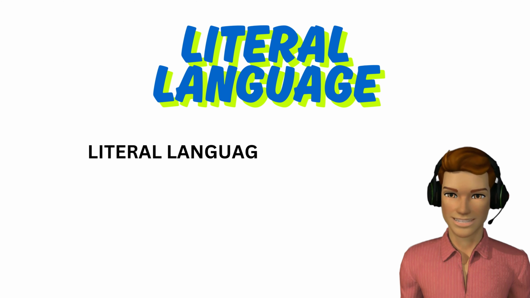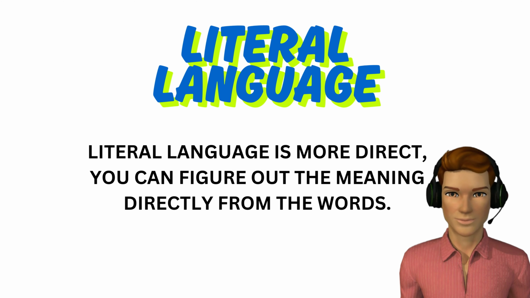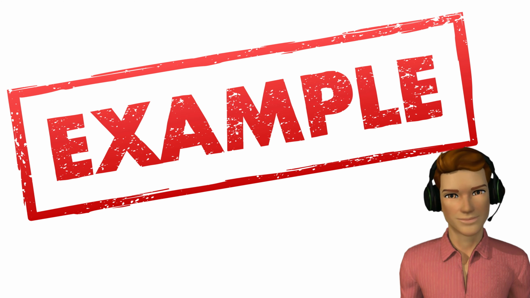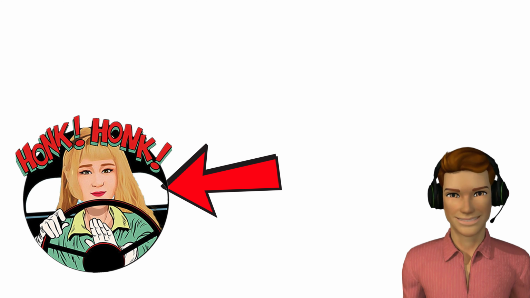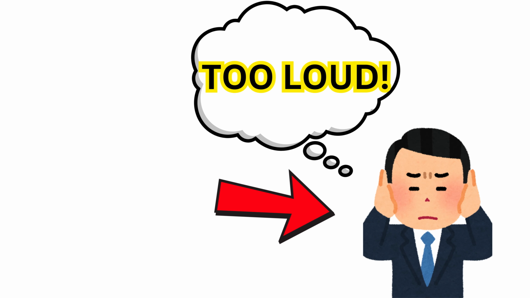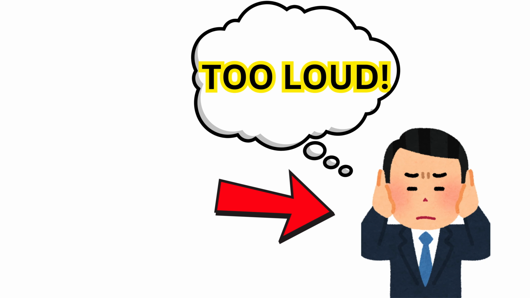Literal language is more direct. You can figure out the meaning directly from the words. For example, that woman is honking her car horn so loud. I am telling someone exactly what is happening.